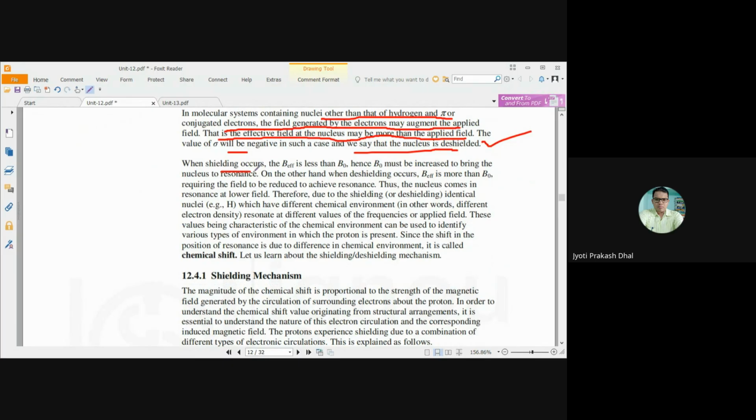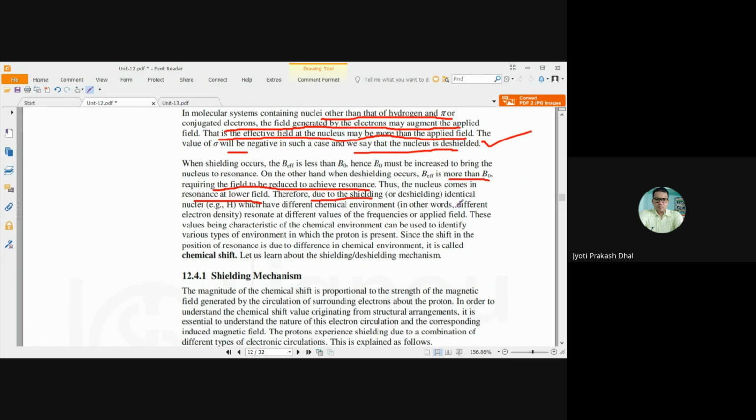So when shielding occurs, B effective is less than B naught, hence B naught must be increased in order to bring about nuclear resonance. On the other hand, when de-shielding occurs, B effective is more than B naught, requiring the field to be reduced to achieve resonance. Thus, the nucleus comes into resonance at lower field.